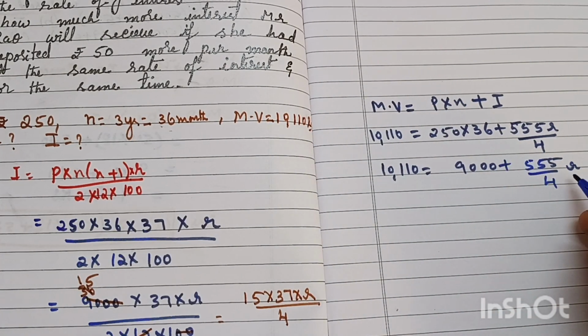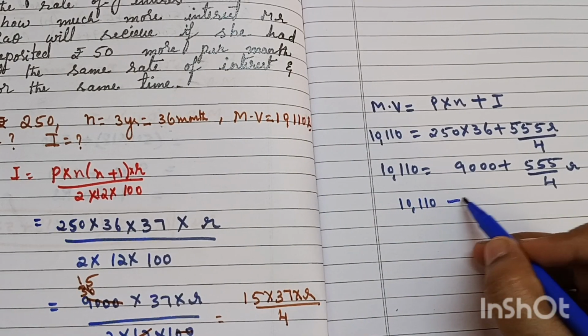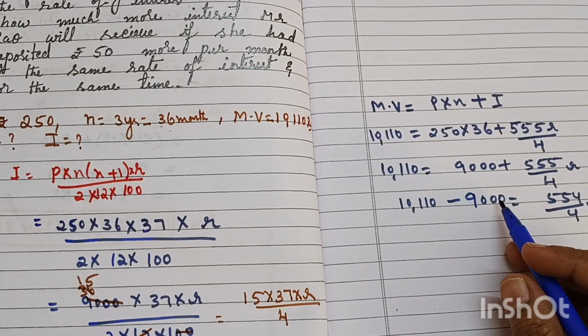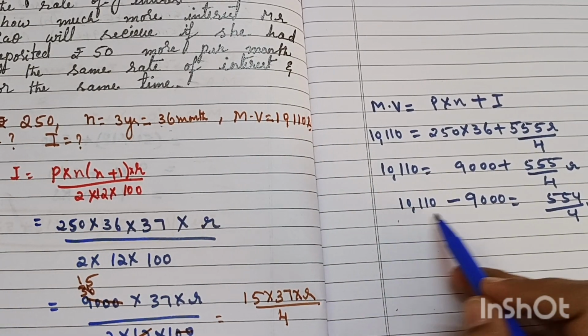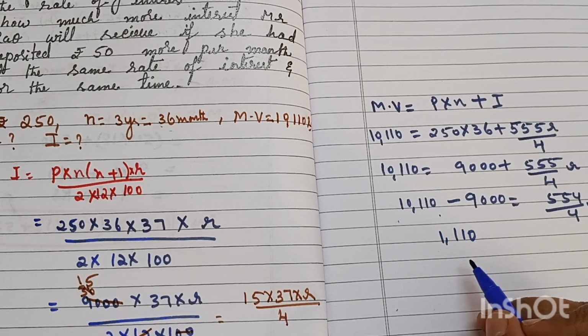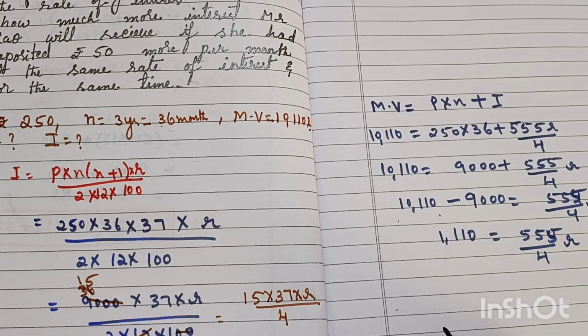Now we have to find the value of r. So 9,000 coming to this side becomes minus 9,000. So 555 by 4 r equals 10,110 minus 9,000. After subtracting, we get 1,110. So 555 by 4 r equals 1,110.